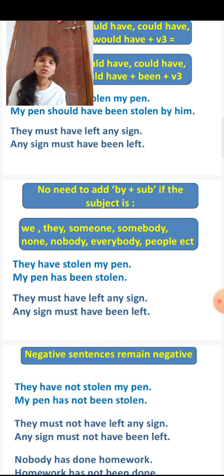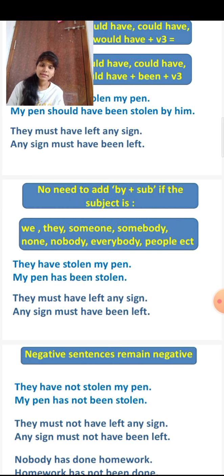And next, there is no need to add by plus subject if the subject is we, they, someone, somebody, none, nobody, everybody, people, etc. So I'll repeat it again for you. They have stolen my pen. My pen has been stolen. They must have left any sign. Any sign must have been left.